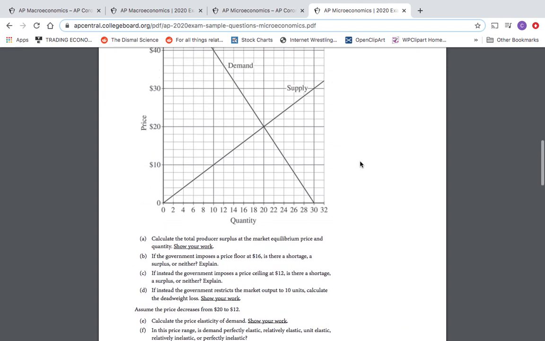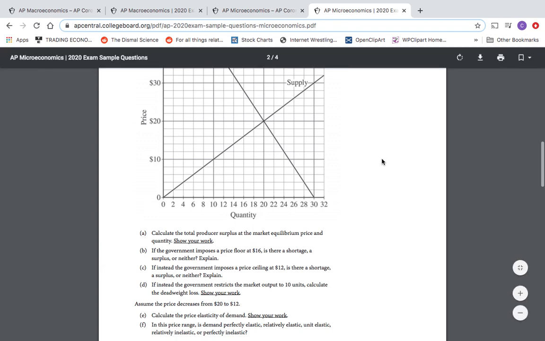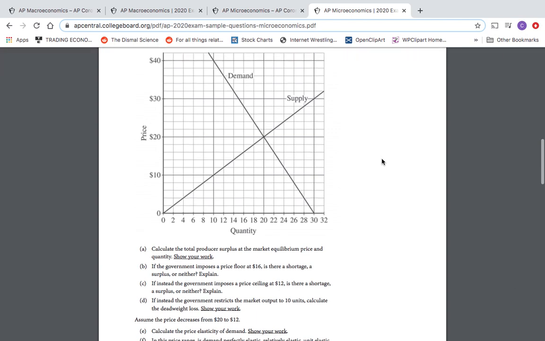All right, so now there's a decrease in the price from $20 to $12. So $12 is the new price, $20 is the old price. They say calculate the price elasticity of demand. So make sure when you calculate this question, price elasticity of demand is the percent change in the quantity demanded divided by the percent change in the price. So for this, you ignore the supply curve. It doesn't exist for the price elasticity of demand. You don't need it. You're just working with the points along the demand curve. So you find $12.